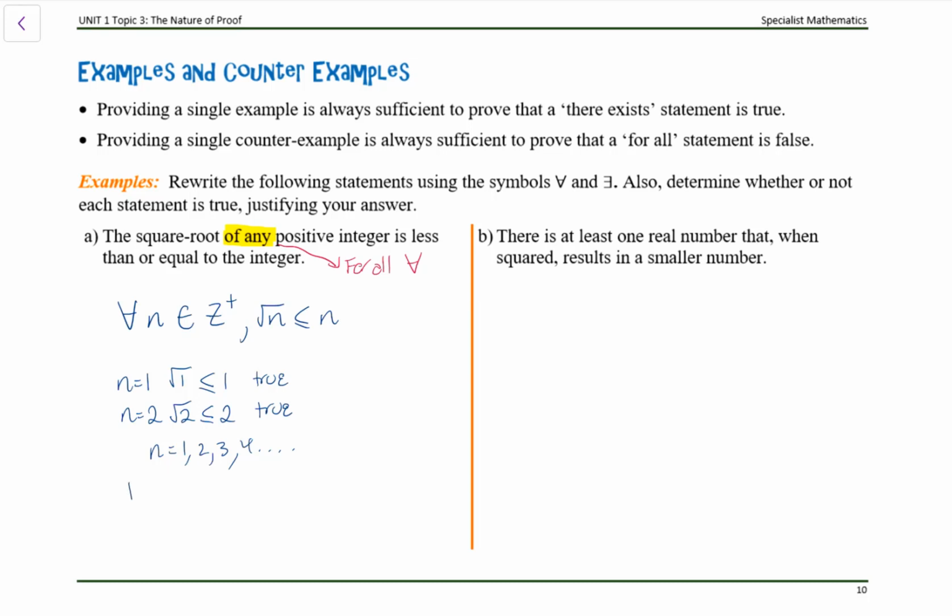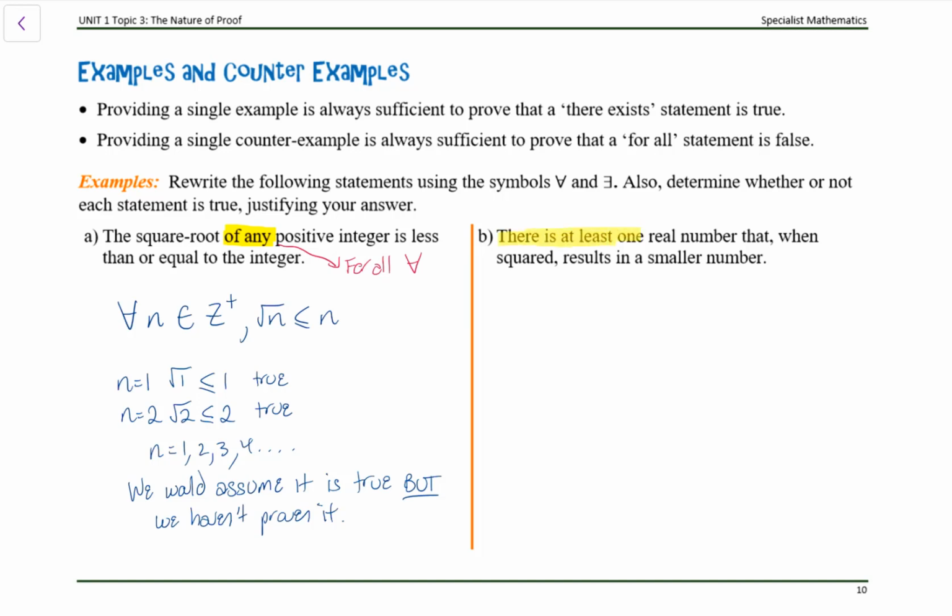We would assume it is true. But note, we haven't proven it, because we've only shown it for certain values. We haven't proven it. Let's look at the next one.